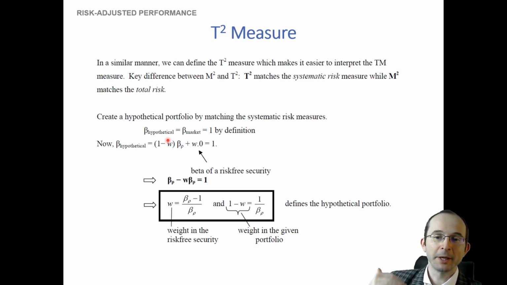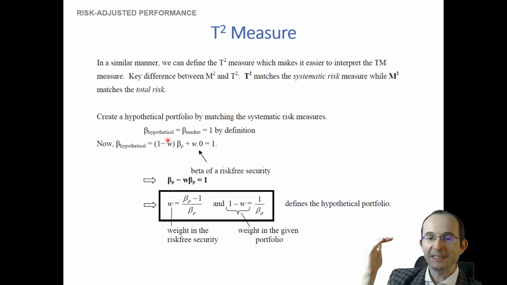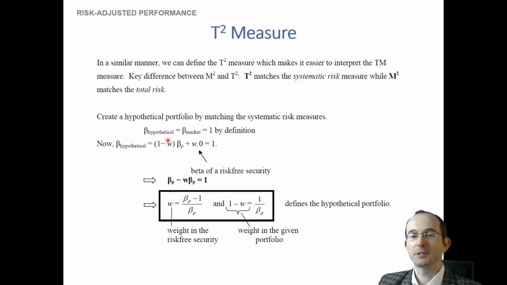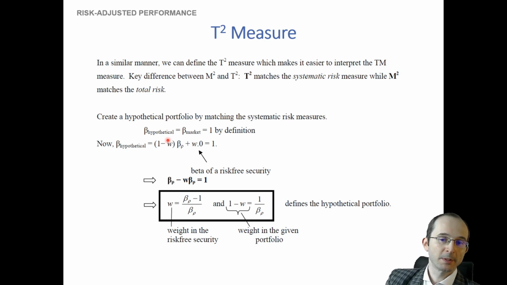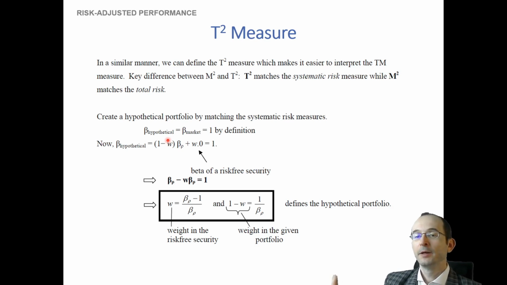If we started with a beta above 1, we want to de-lever, take a position in the risk-free asset, and reduce the beta of the hypothetical down to 1. And if we started with a beta below 1, we want to actually lever up and take a negative position, borrow at the risk-free rate, till we get to a beta of 1.